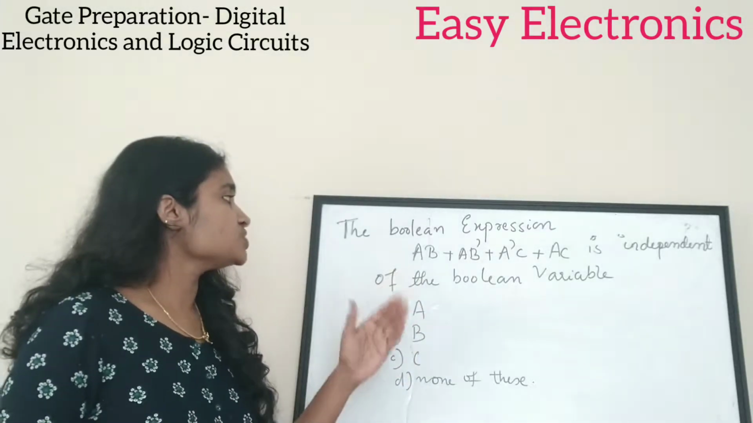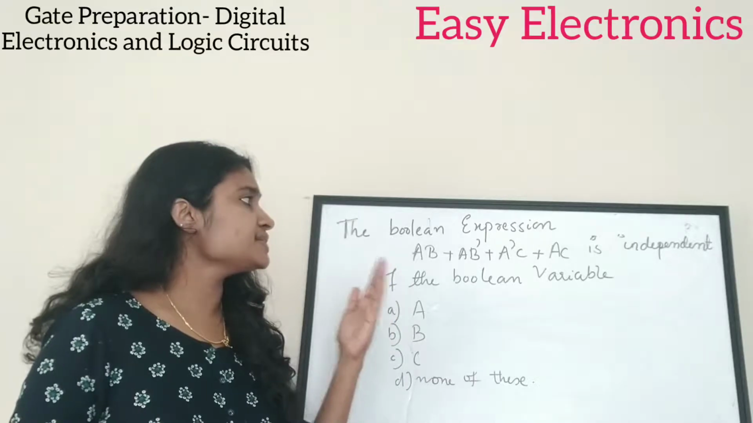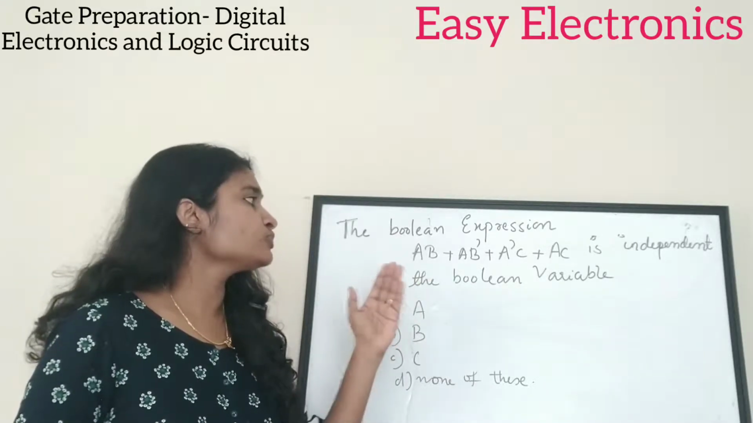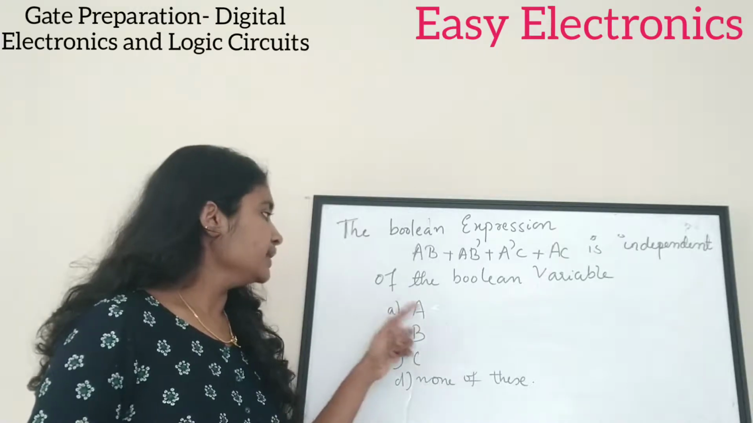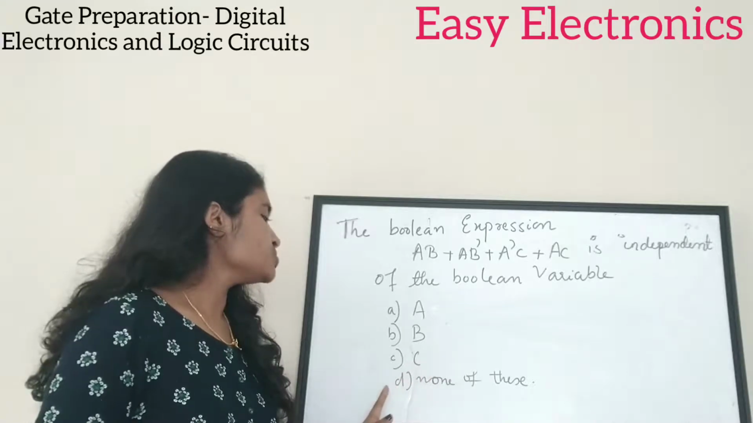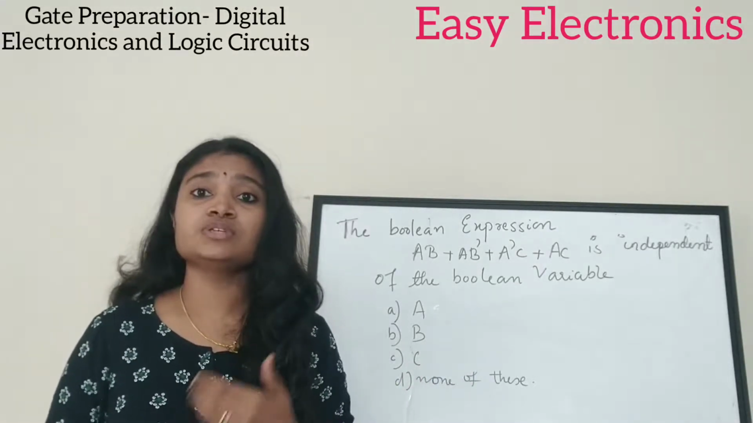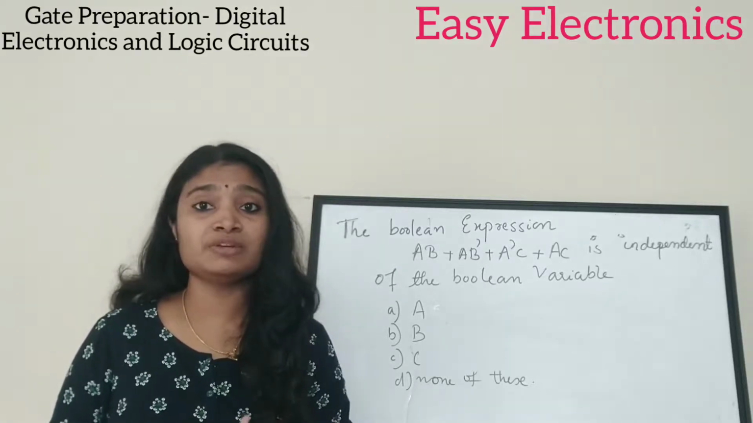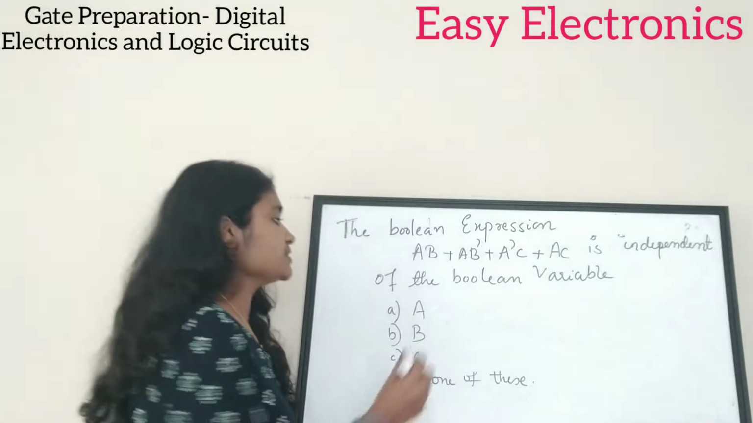The Boolean expression AB plus AB bar plus A bar C plus AC is independent of the Boolean variable: option A, option B, B, option C, C, option D, none of these. So in order to find the result of this question, you have to simplify the given Boolean expression first. So we will simplify the expression.